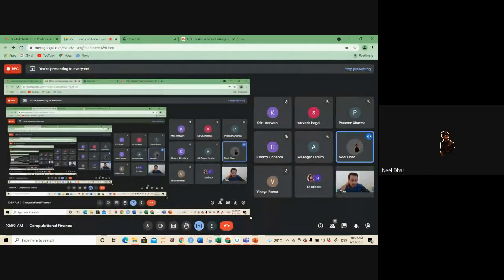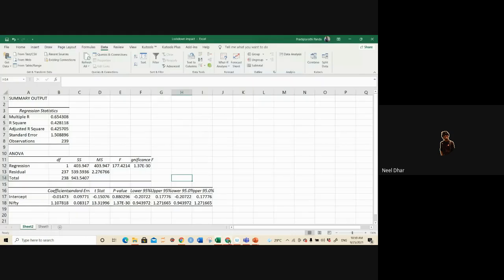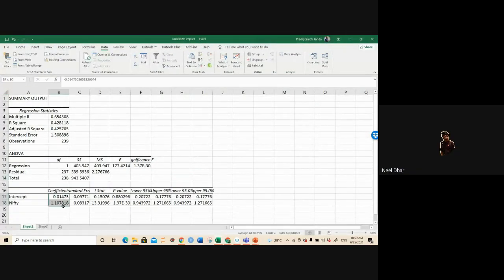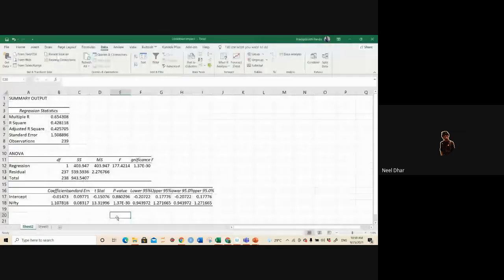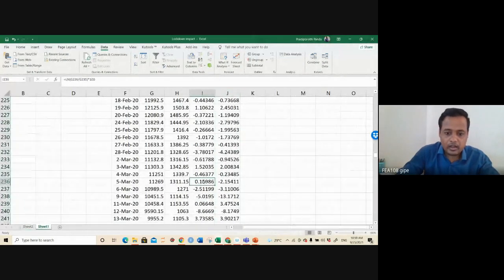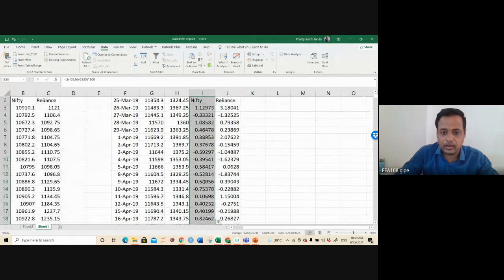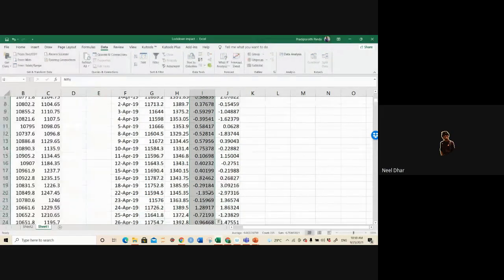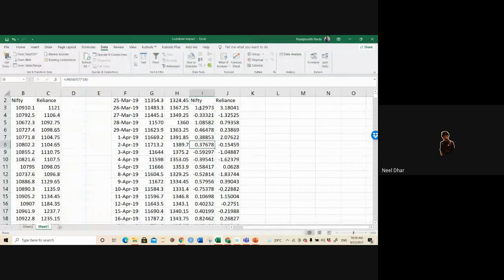No, sir, my values are different from yours. Your window is different? Sir, I believe I have the same window as you. I'm getting slightly different values for the alpha and beta. How can you get different? How have you computed the return? Have you used the same ln formula that I have used? Yes, sir. I've used ln, and for the first row it's blank.